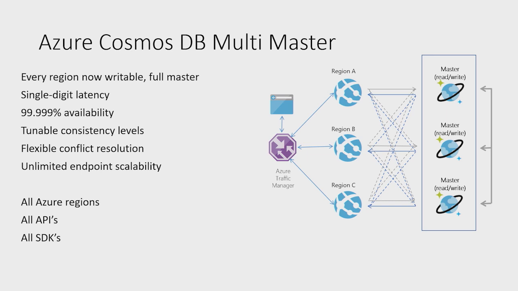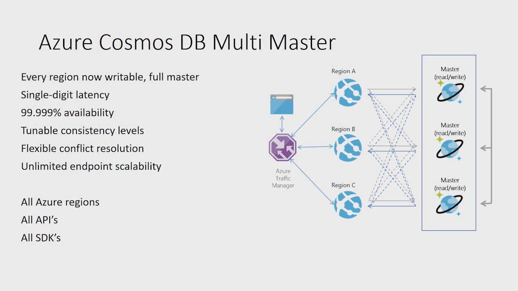You get the same 99.999% availability. We offer the same consistency levels that customers have enjoyed with Cosmos DB. So we have 5 levels of consistency within Cosmos DB. We maintain those same levels of consistency for multi-master support. We also have flexible conflict resolution. This is maybe unlikely in a lot of customer scenarios, but if you have multiple databases where you can write to them, conflicts can happen, and we provide a really flexible, intuitive way of being able to handle those for customers.